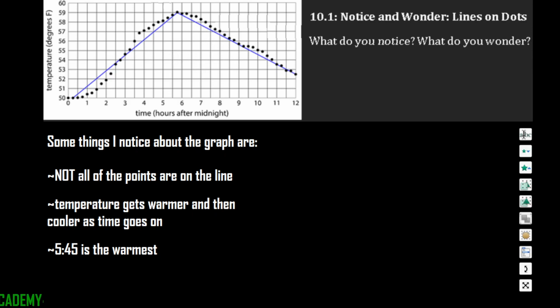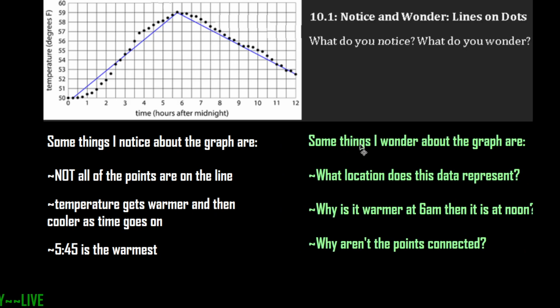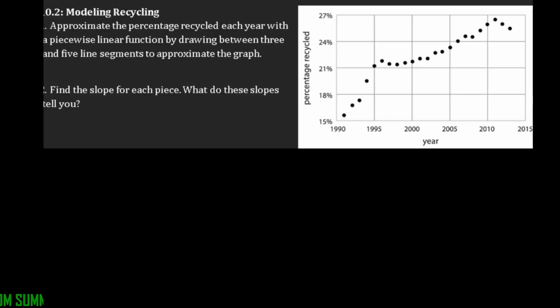Then some things that I wonder, or things that I have questions about. I could say some things I wonder about the graph are, what location does this data represent? Why is it warmer at 6 a.m. than it is at noon? And why aren't these points connected? So I'd say pick one of these for each list, and write them down. All right, on the next part, it says this.